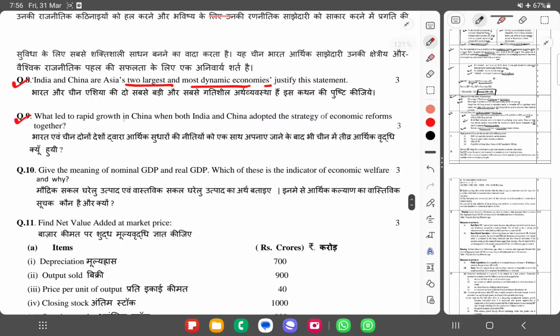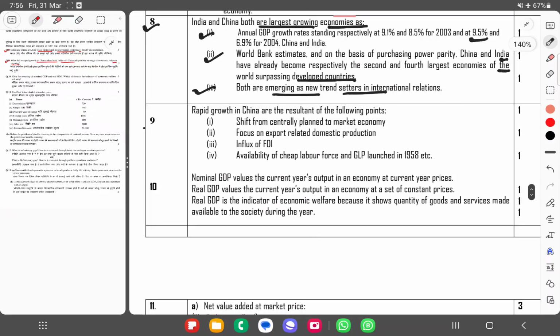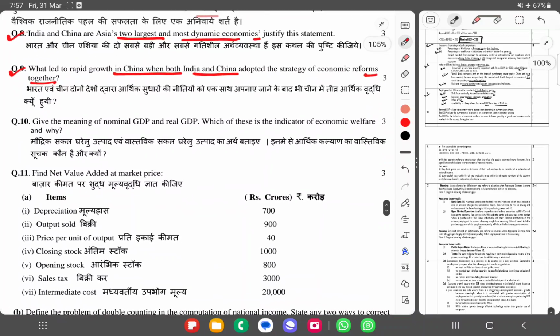What led to the rapid growth in China when both India and China adopted the strategy of economic reforms together? Rapid growth in China is the resultant of the following points: shift from the centrally planned to market economy, focus on export related domestic production, influx of FDI, availability of cheap labor force, GLF launched in 1958. Okay, now come to the next one, question number 10.